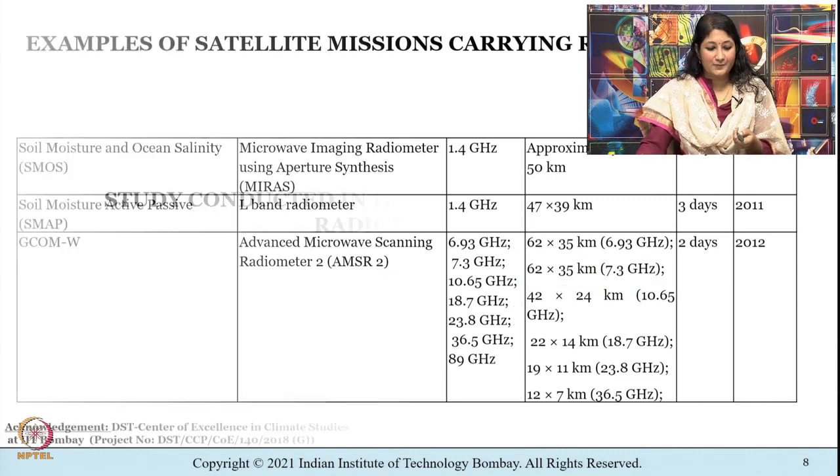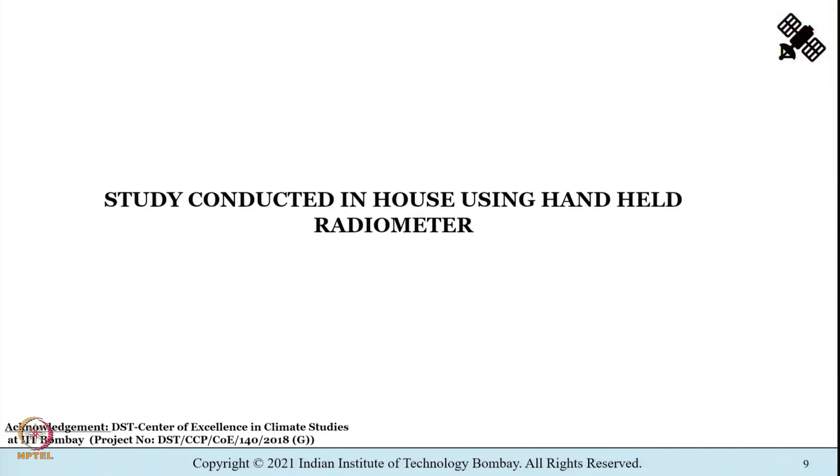So, with this background, let me now take your attention to the in-house studies which were conducted at IIT Bombay using an L band handheld radiometer, which was purchased through DST Center of Excellence in Climate Studies at IIT Bombay. If you refer to the literature, the L band radiometers that have been used are either mounted on trucks because they are very large and heavy, or they can be mounted on towers. Lightweight radiometers which are handheld are rare. So, what we did is we purchased one such radiometer.